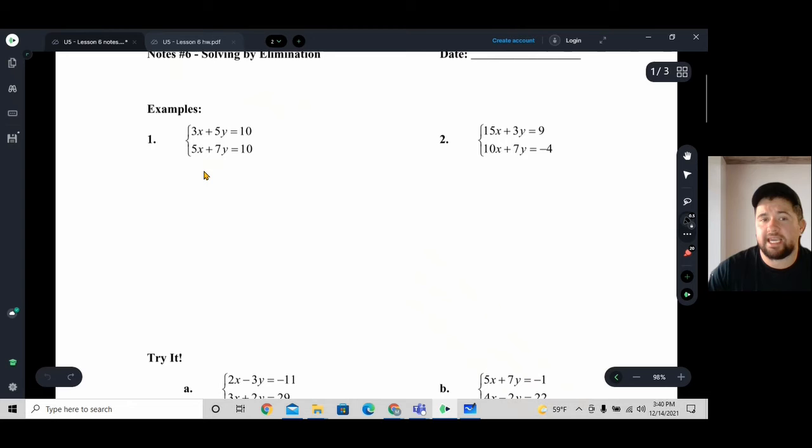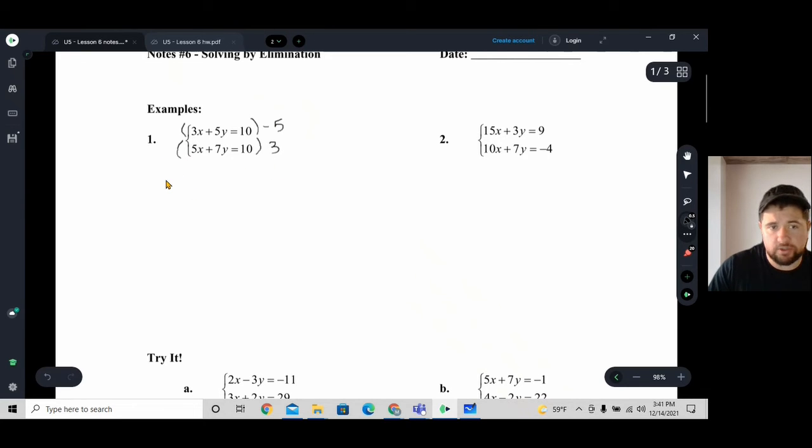I'm going to choose to get rid of my x's. So I'm going to take my top equation and multiply it times negative 5. I'm going to take my bottom equation and multiply it times positive 3. It doesn't really matter, you can do vice versa, either or. You end up with the same result.